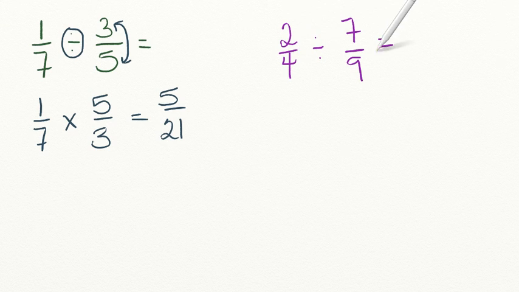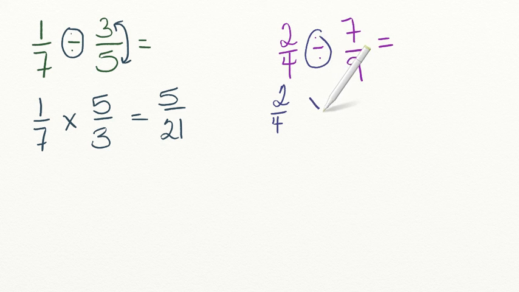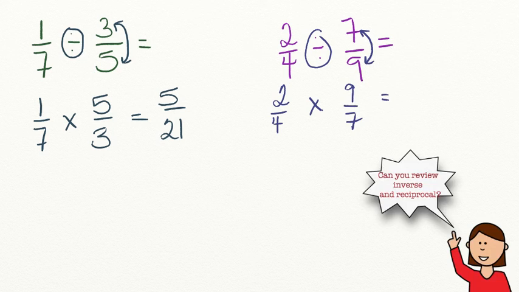2/4 divided by 7/9. Our first step is to rewrite our first fraction. Our second step is to find the inverse of division. And our third step is to find the reciprocal of our second fraction. But wait! Let's take a minute to review our vocabulary of inverse and reciprocal. Inverse means opposite, so the opposite of division will be multiplication. The reciprocal of a fraction is the fraction flipped. So 7/9 has a reciprocal of 9/7. All right, I think we're ready to go ahead and multiply.